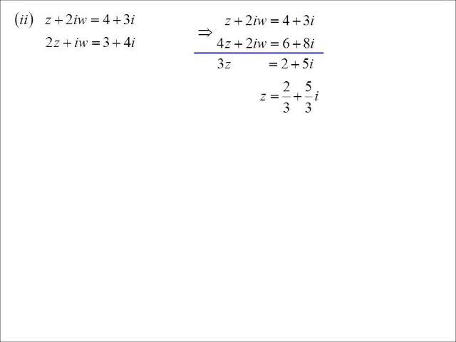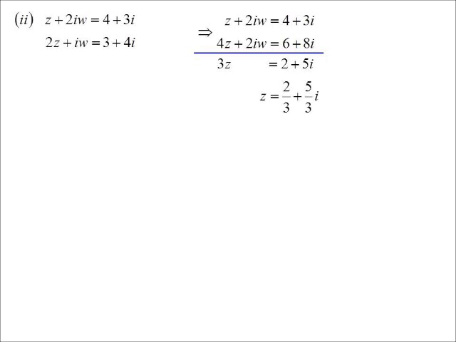So what did I do for this one? I made the coefficients of w the same. So I made them both 2i. So I multiplied the bottom one by 2. But again, still the same idea. I'm going to eliminate, so I'll subtract. And I've subtracted the top one from the bottom one. So 3z is 2 plus 5i. So z is actually the complex number 2/3 plus 5/3 i.